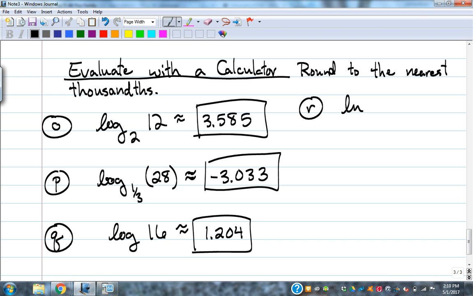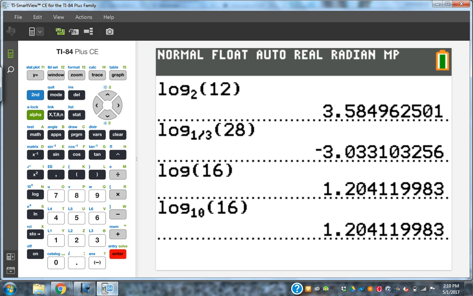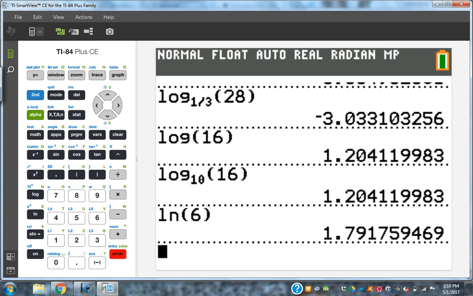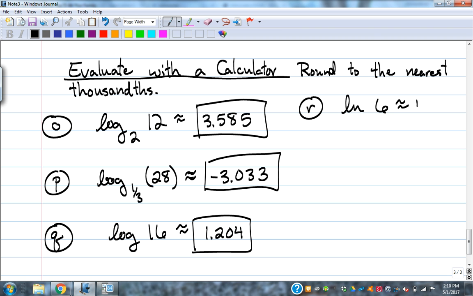One more. Natural log of 6. Do we have a button for that? Yeah, it's nice. Natural log of 6. Round it to the right spot, be 1.792. And that is it for section 4, Chapter 7. Really is that easy, okay? Because you didn't have the exponent rules.